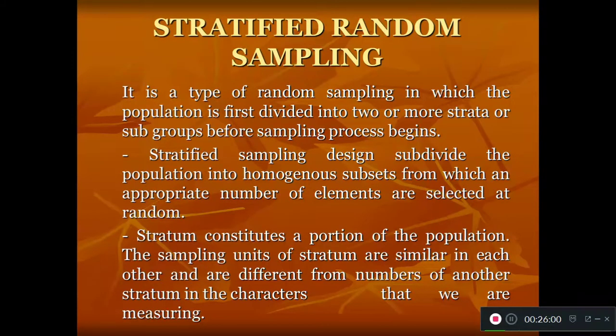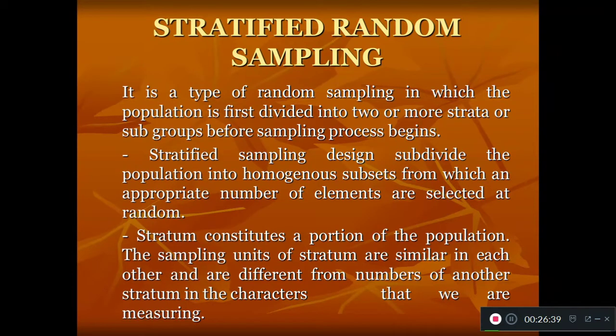So a stratum consists of a portion of the population. The sampling units of the stratum are similar to each other and are different from members of another stratum in the characters that we are going to measure. So this is a very simple method. So when we have a large number of samples, when everybody has similar characteristics, we make the criteria, and based on that criteria we divide the strata, and from each stratum we are going to select the sample by using simple random sampling technique. So either you can select proportionately.